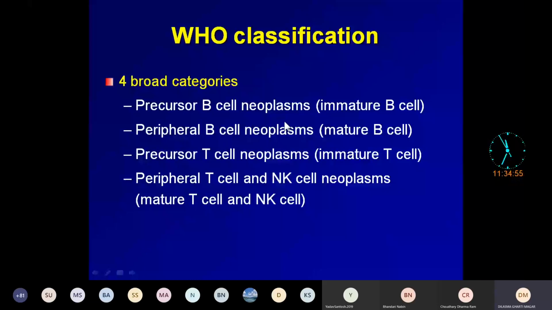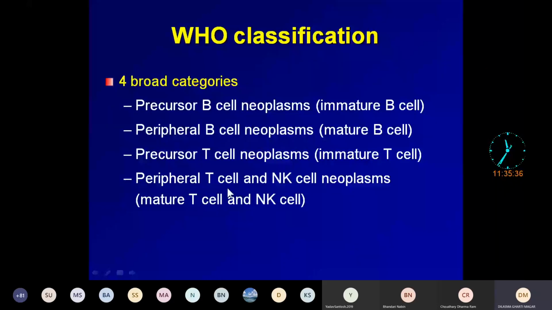And then the second one is the peripheral B cell neoplasm, that is the mature B cell. So one is the precursor B cell neoplasm and another one is the peripheral B cell neoplasm, where we will see the mature B cells. And definitely after the B cells, T cell neoplasm will also come. Here the precursor T cell neoplasm comes under the immature T cells, and then the peripheral T cell and the NK cell or natural killer cell neoplasm.